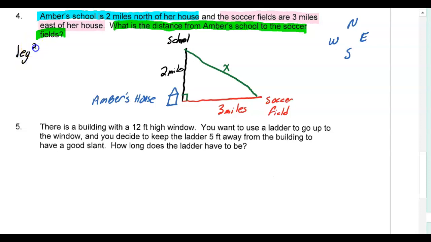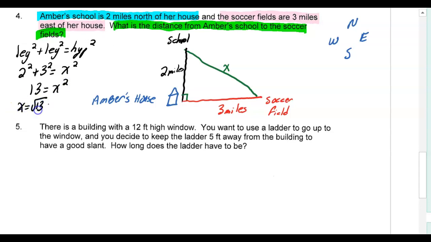So we know leg squared plus leg squared is hypotenuse squared. So 2 squared plus 3 squared is equal to x squared. So 13 is equal to x squared. x is the square root of 13. And using my calculator, the square root of 13 is approximately 3.60 miles. So the answer to number 4 is around 3.60 miles.